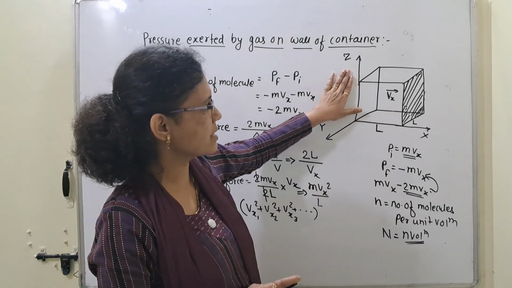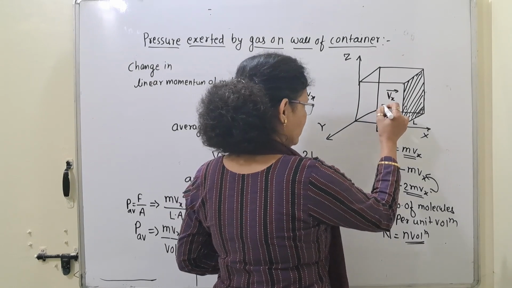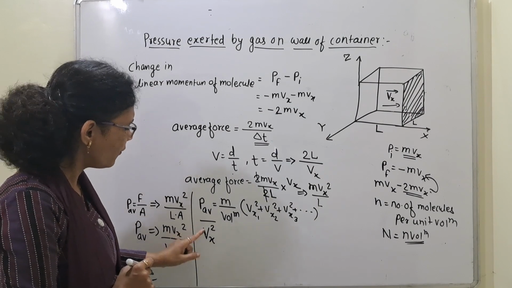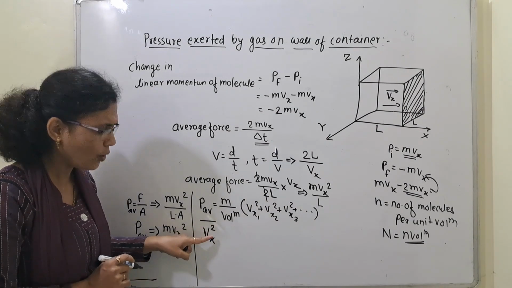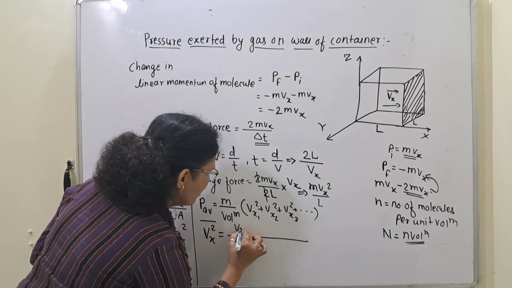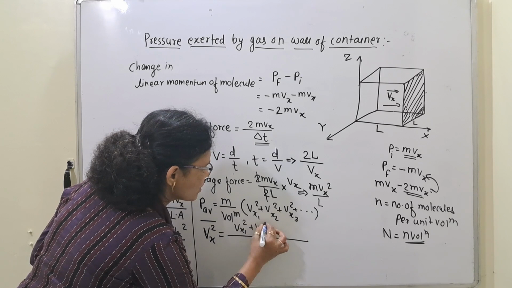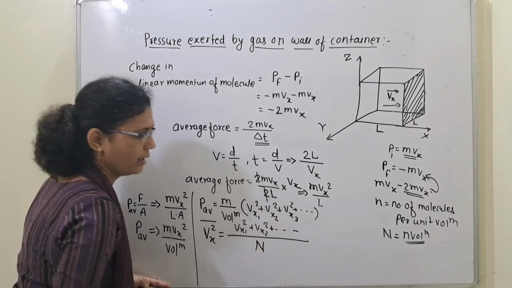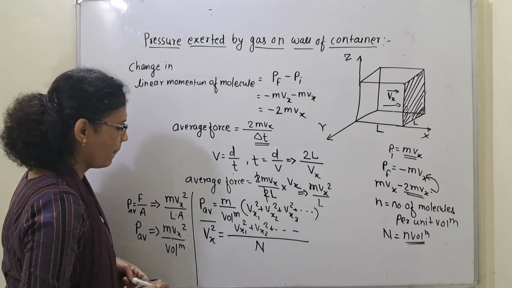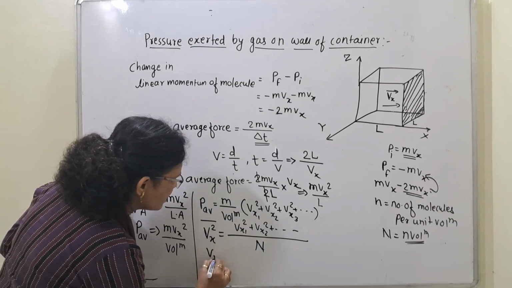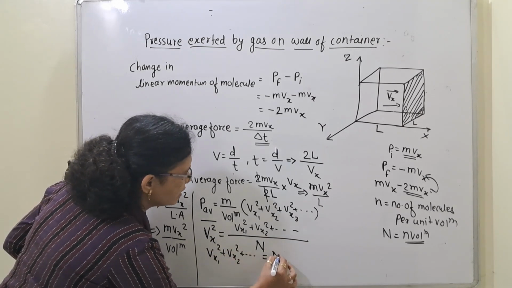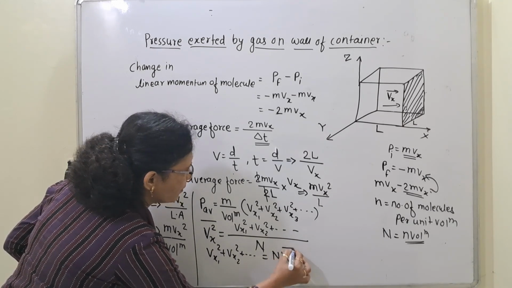And then you have to draw this diagram, show this direction and the shaded wall, and you are going to write all this derivation. So, if I consider the average of this square velocity, what can I write for n number of molecules? I can write Vx1 square plus Vx2 square and so on, divided by capital N, that is the total number of molecules present in that container. So what will be the value of this Vx1 square plus Vx2 square and so on? That will be n into Vx square bar.